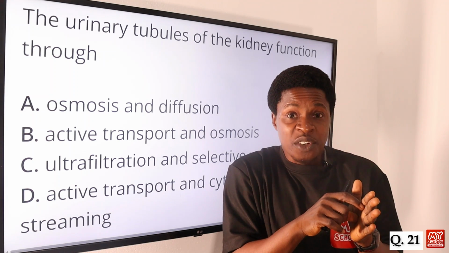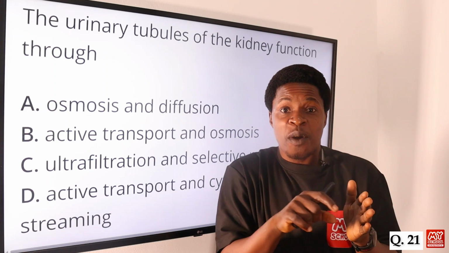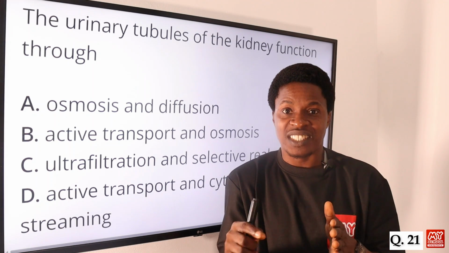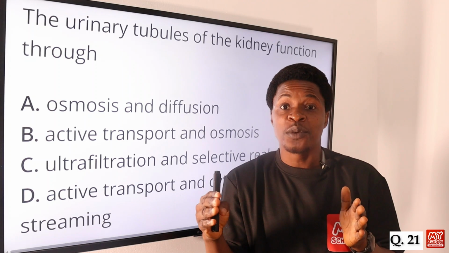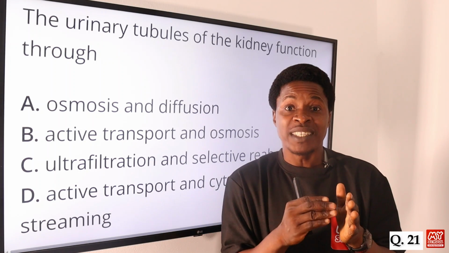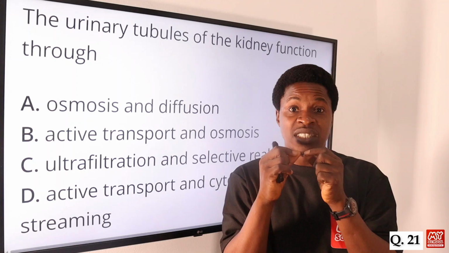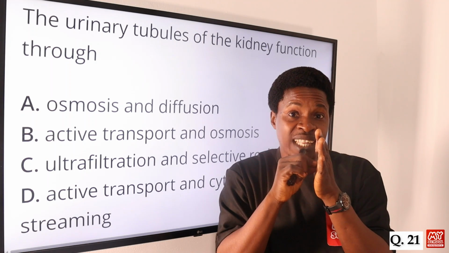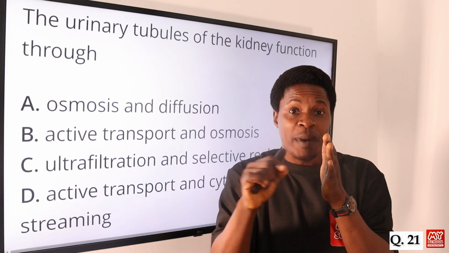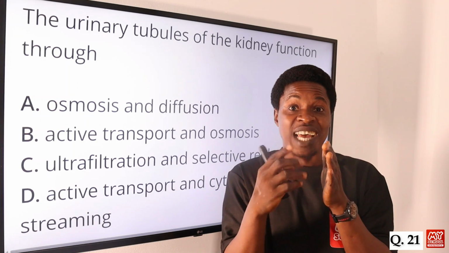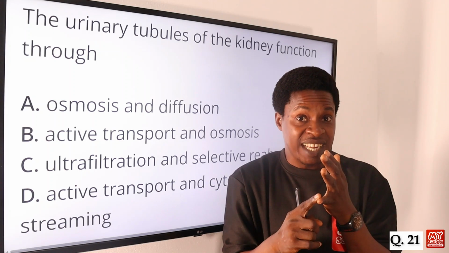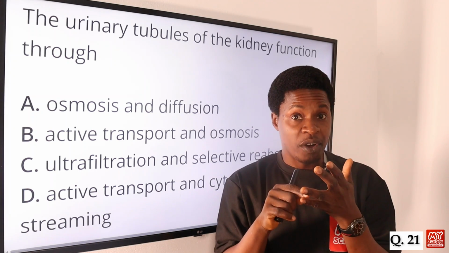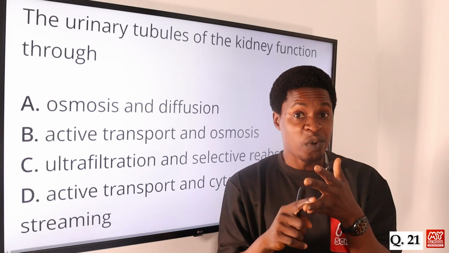Those filtrates will now form the glomerular filtrate. The filtrate begins to pass through the tubules. The renal tubules are those tiny tubes that carry the filtrate through. But while it is passing through, what happens? Don't forget the electrolytes are together with it, with the blood that is being filtered. We have the glucose with it.